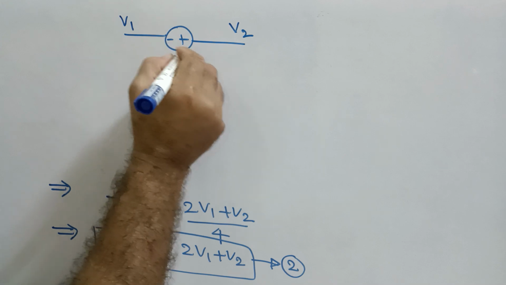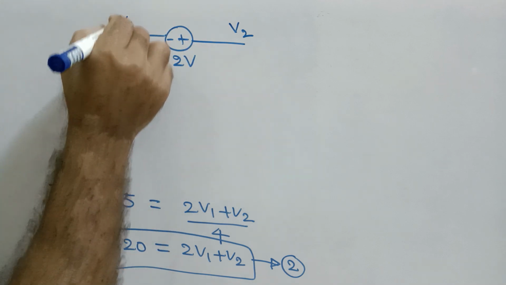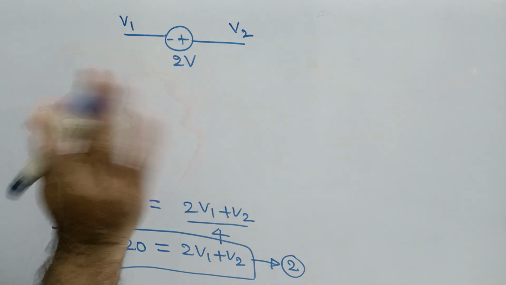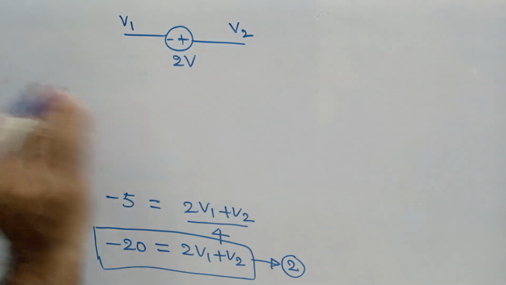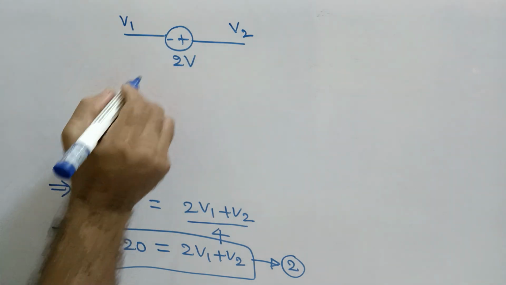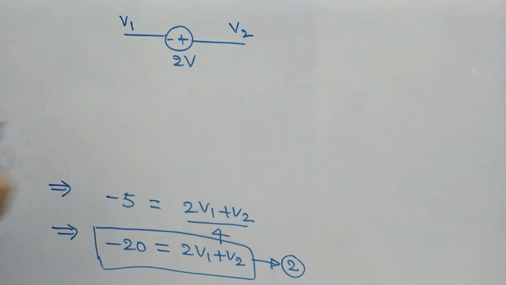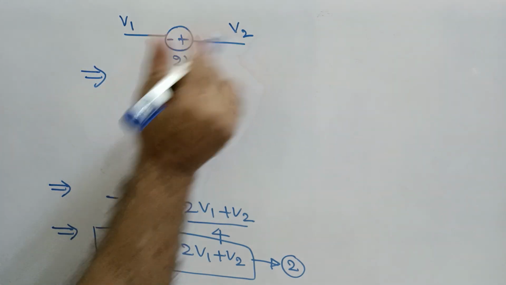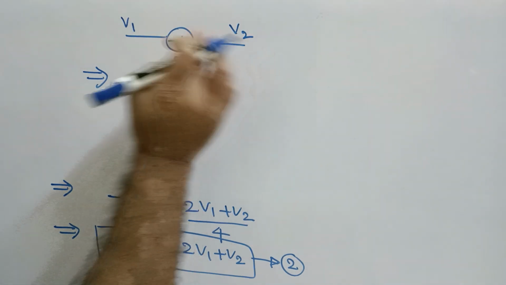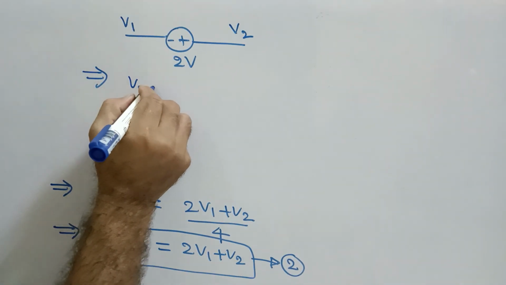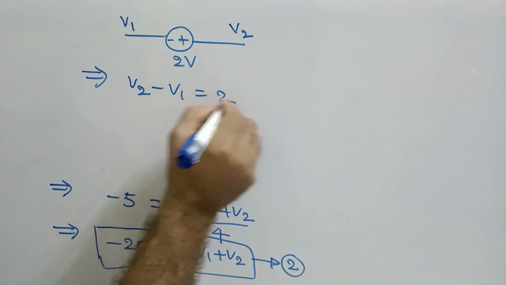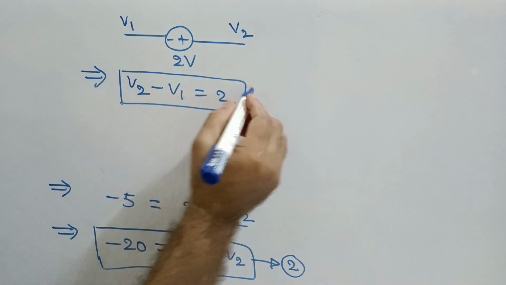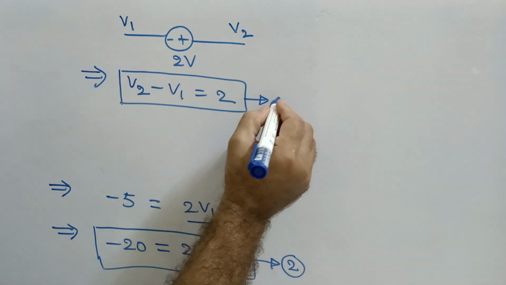So it is 2 volts as per the circuit, and there is also a resistor across it. But remember that the resistor will not have any impact on this. So if you see that particular circuit, by using the KVL you can write this expression: V2 minus V1 is equal to 2 volts. Can I write like this? This is with respect to the KVL. This is our next equation.